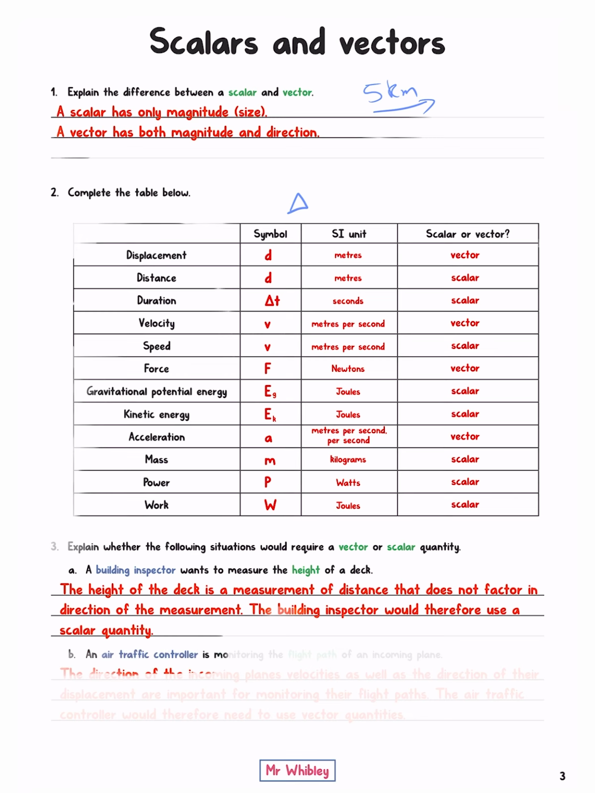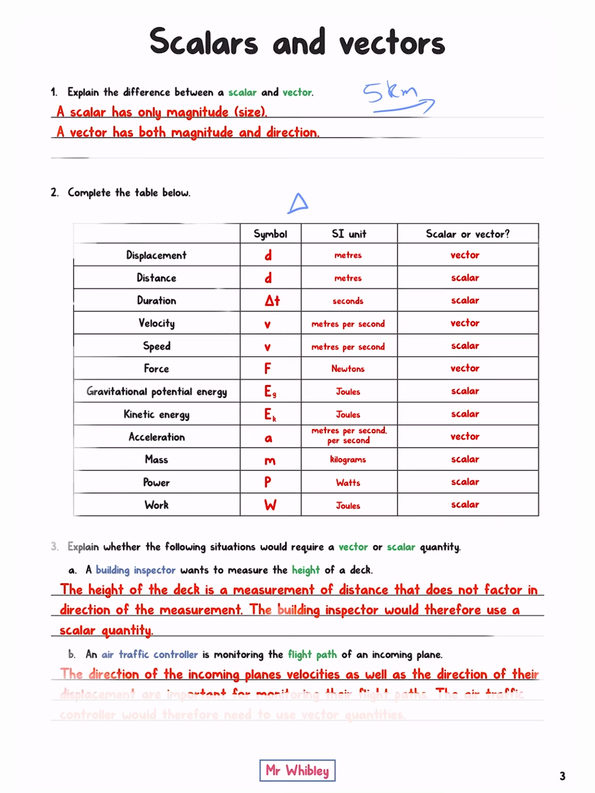An air traffic controller is monitoring the flight path of an incoming plane. The direction of the incoming plane's velocities, as well as the direction of their displacement, are important for monitoring their flight paths. The air traffic controller would therefore need to use vector quantities.